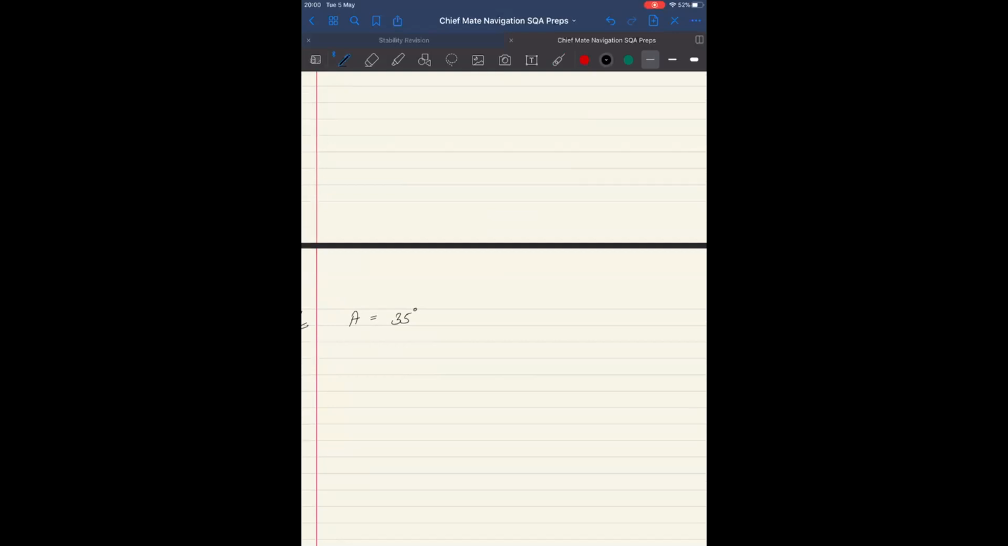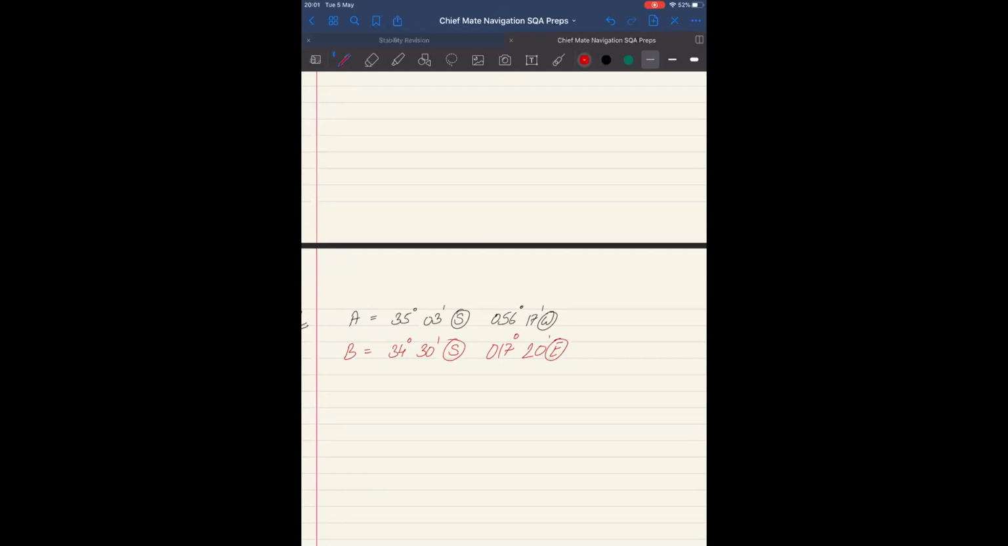So I'll start it from a new page. So question 1. My position A, as I said, will always be given to you. It is 35 degrees 03 minutes south, and longitude is 056 degrees 17 minutes west. Position of B is 34 degrees 30 minutes south, and 017 degrees 20 minutes east.